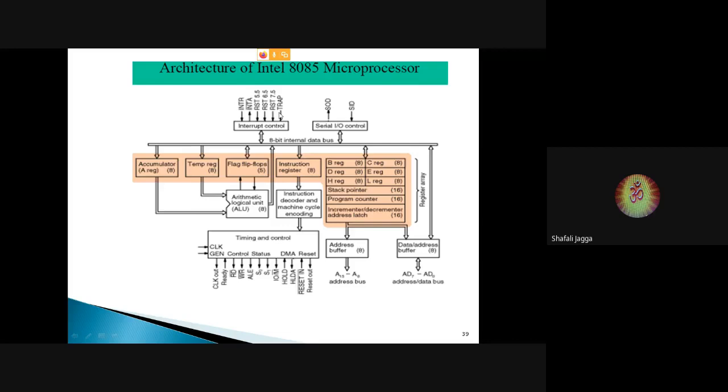There are 5 pins from where an interrupt can be given to the 8085 microprocessor. These are INTR (interrupt request), RST 7.5, RST 6.5, RST 5.5, and TRAP. So these are the 5 input pins from where a request can be sent to the 8085 microprocessor.